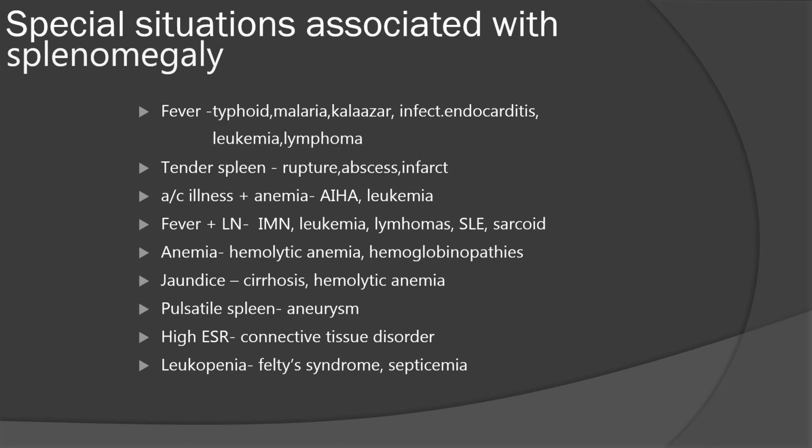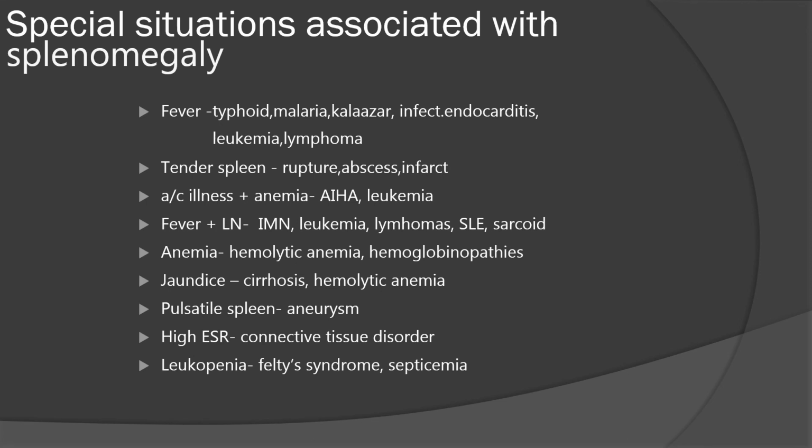When there is anemia along with splenomegaly, it can be hemolytic anemia or hemoglobinopathies. The anemia, jaundice, and splenomegaly are a triad of hemolytic anemia. When there is jaundice and splenomegaly, anemia may or may not be seen; in cirrhosis and hemolytic anemia, jaundice will be there along with splenomegaly.